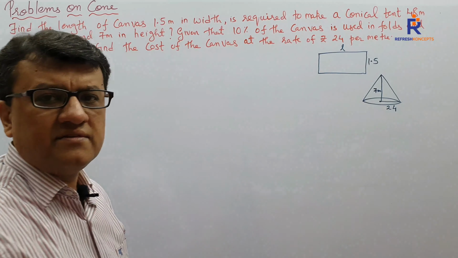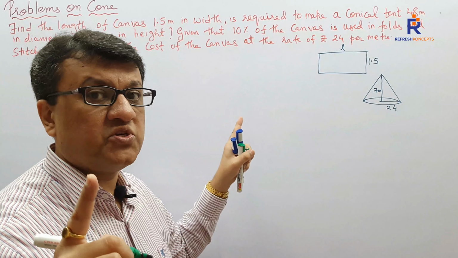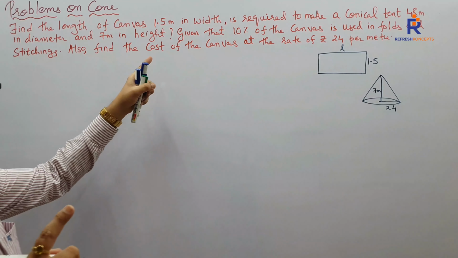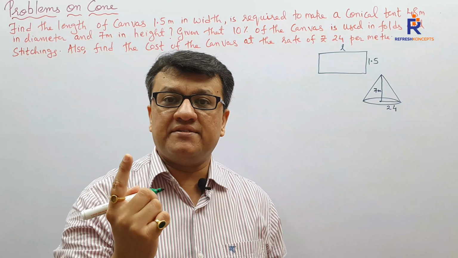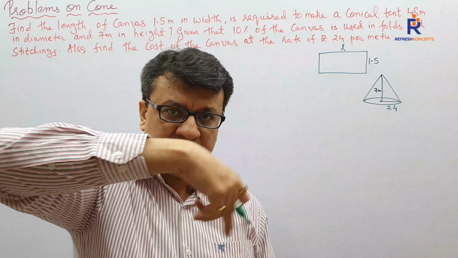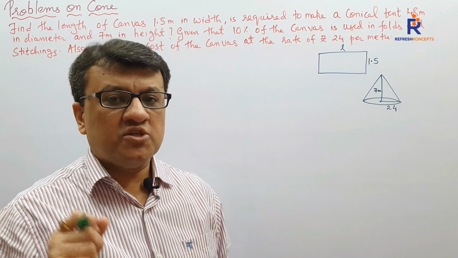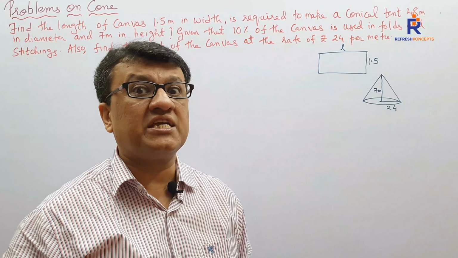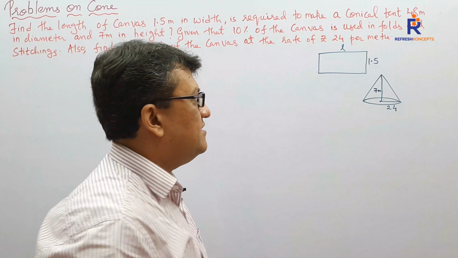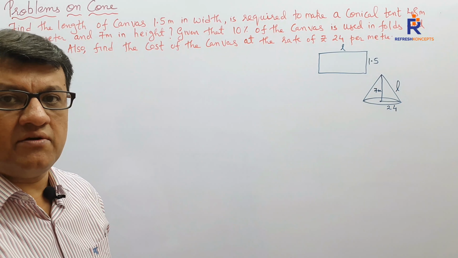Children, very simple thing. For a conical tent, the first question you have to ask is: where exactly is the canvas required? Is the canvas required at the base? The answer is no. So where is the canvas required? Around, and that is what we say CSA, curved surface area. The curved surface area for a conical tent is pi r L. So the very first thing I'm going to find out is L.